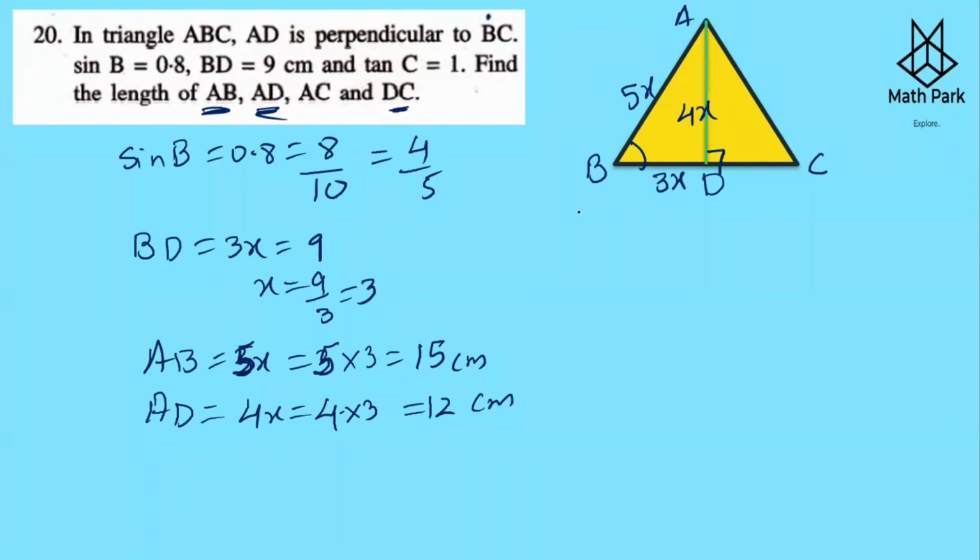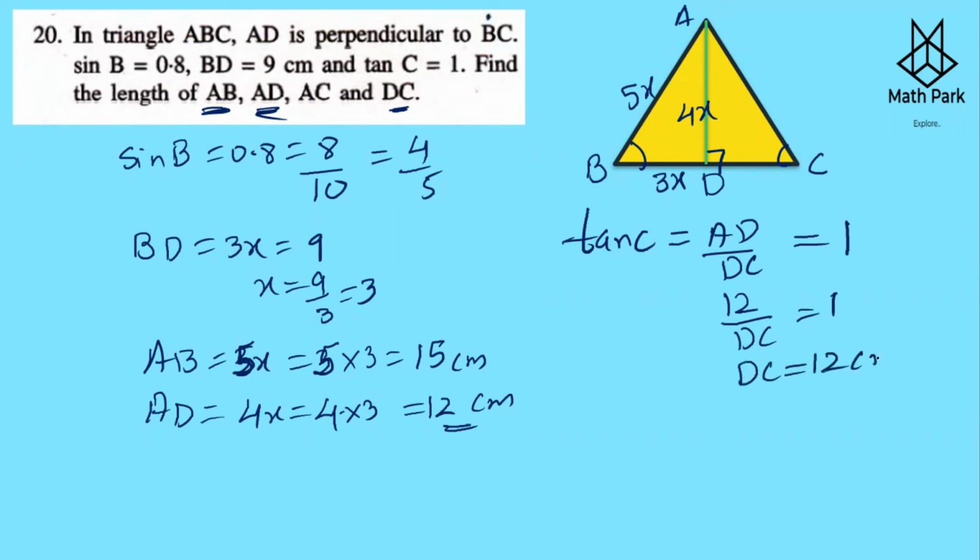And you are given tan C. Tan C is opposite upon adjacent, that is AD upon DC, which is equal to 1. But AD we have already calculated as 12. So 12 upon DC is equal to 1. So you get DC is equal to 12 centimeter.